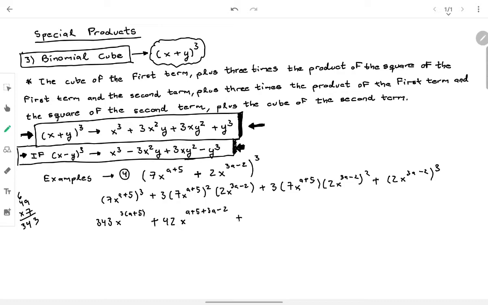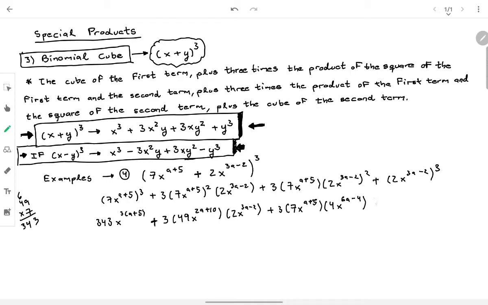Then it's going to be plus, I'm sorry, I made a mistake here. You didn't remind me. So let's see. We need first to do the second power. So it will be 3 multiplying 49x to the 2a plus 10. That will multiply 2x to the 3a minus 2. Then it's going to be plus 3 multiplying 7x to the a plus 5 multiplying 4x to the 6a minus 4.